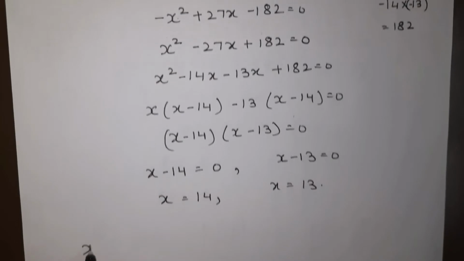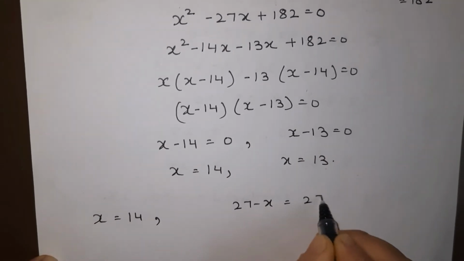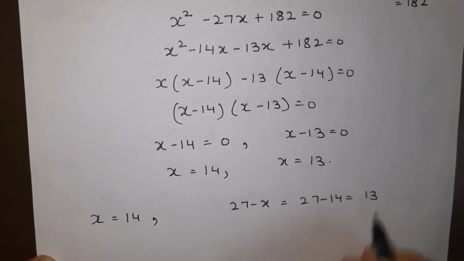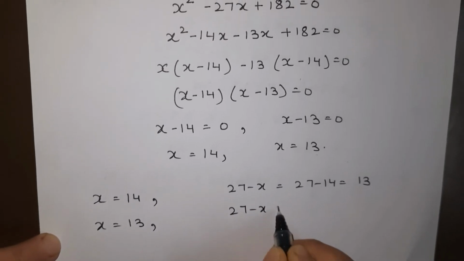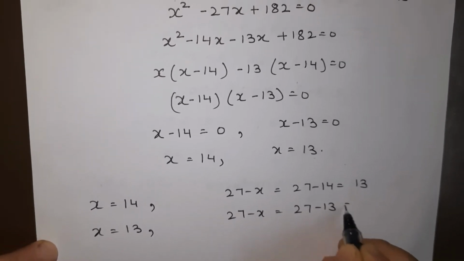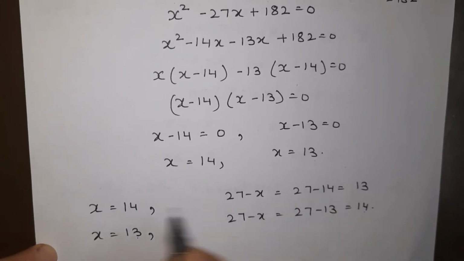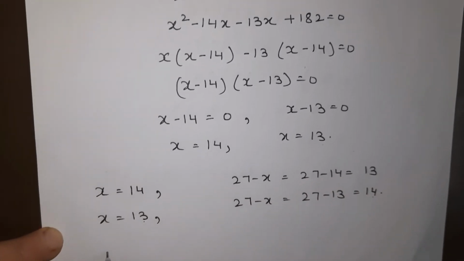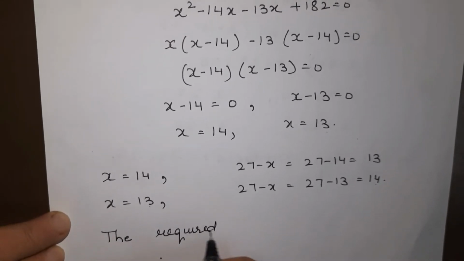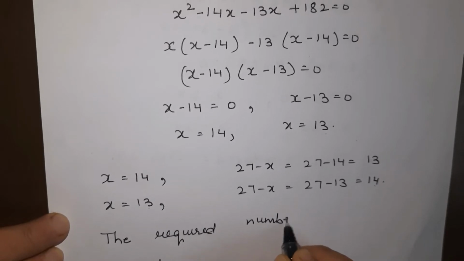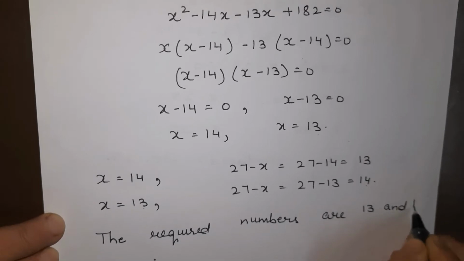So if we take x is equal to 14, the other number is 27 minus x, so it will be 27 minus 14, that is 13. If we take x is equal to 13, the other number is 27 minus x, that is 27 minus 13. It will come out to be 14. So the numbers are 13 and 14 in both the cases. So we can write the required numbers are 13 and 14.